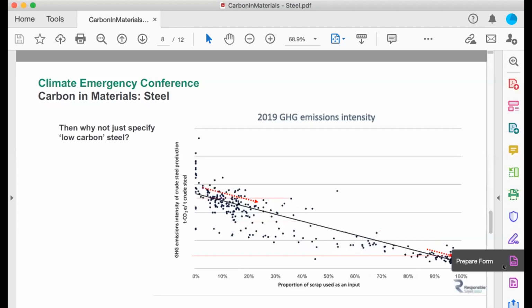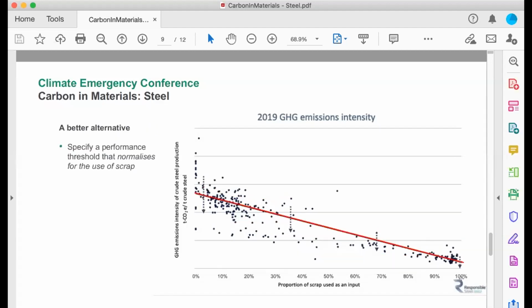So is there a better way of doing this? Well, it would be a less interesting presentation if I thought the answer were no. And actually, I think the answer is pretty straightforward, that there is a better way, and it's to specify performance levels that are normalized for scrap use. And that approach is technology independent. It doesn't depend on you knowing whether it's an EAF, an electric arc furnace producer, or a blast furnace producer, or any of the new technologies coming online. You just need to know the proportion of scrap to iron ore being used as the input material.